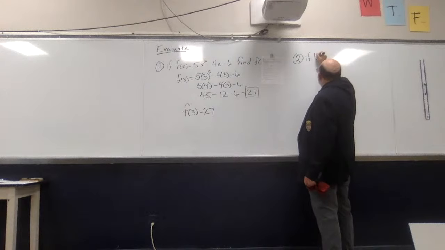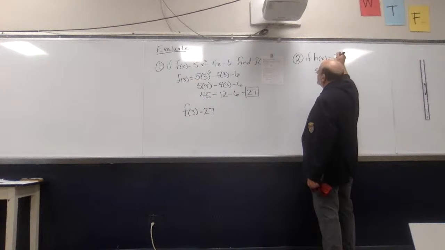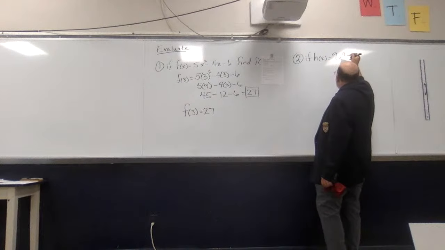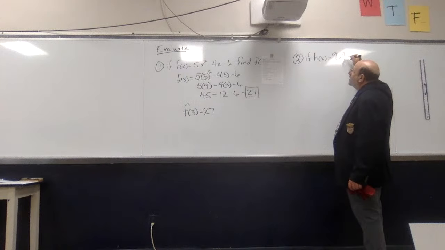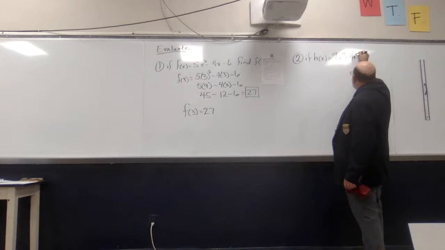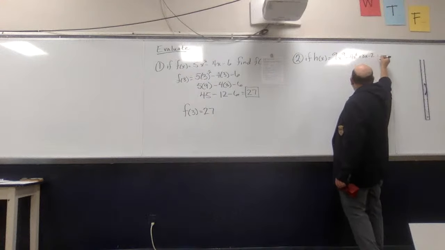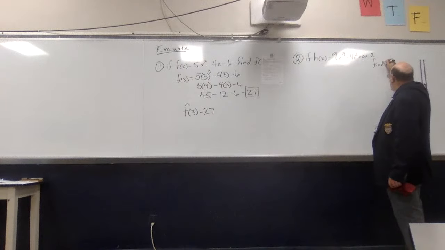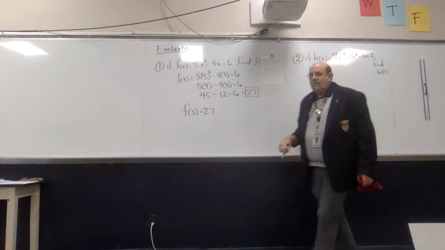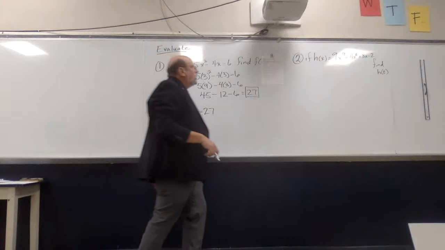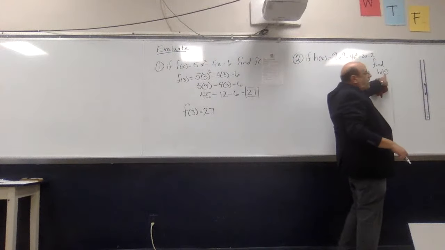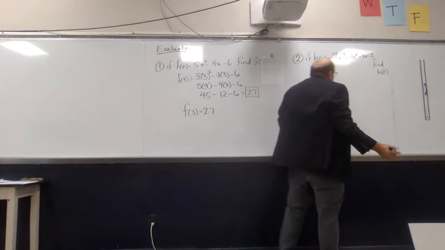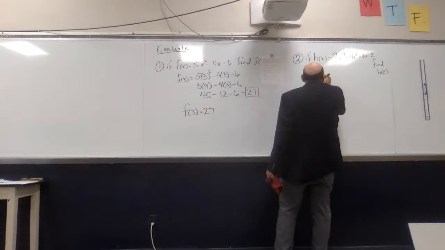Okay. If h of x, we'll do them all and then I'll give you a task. If h of x is 9x to the 9th, that's why they use a variable, by the way, minus 4x to the 4th plus 3x minus 2, find h of t. It says everywhere there's an x, what are we going to put there? That's it.